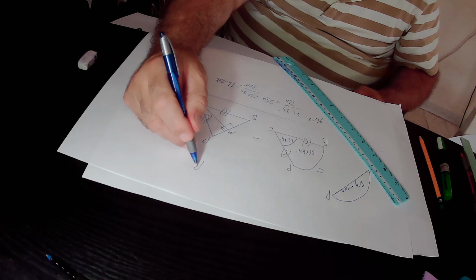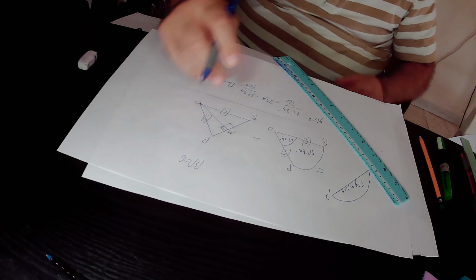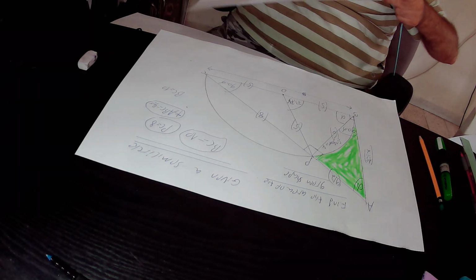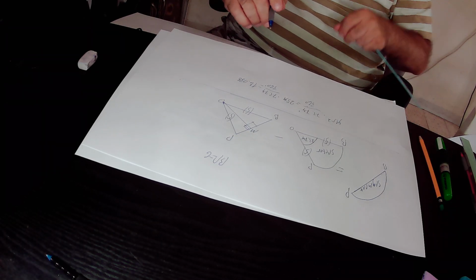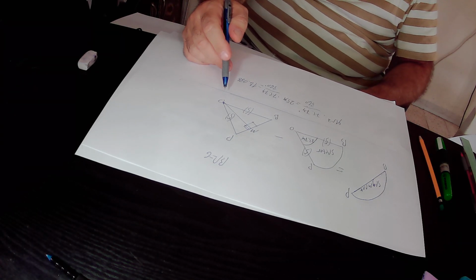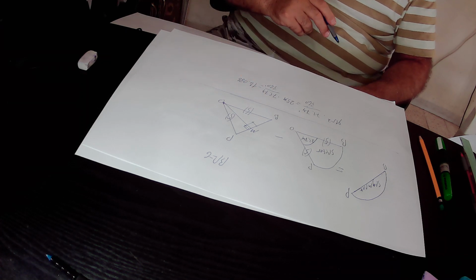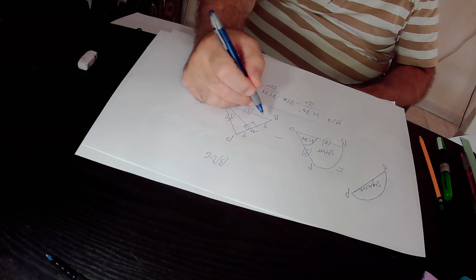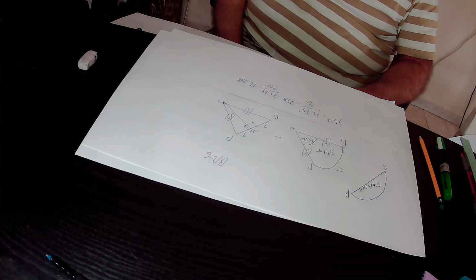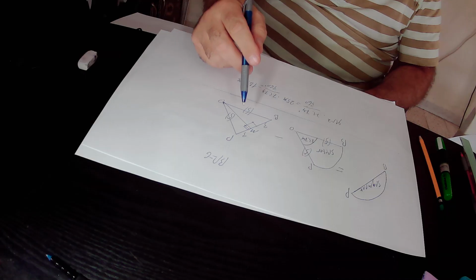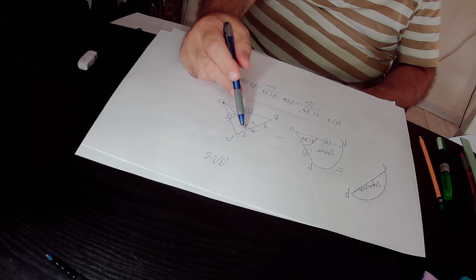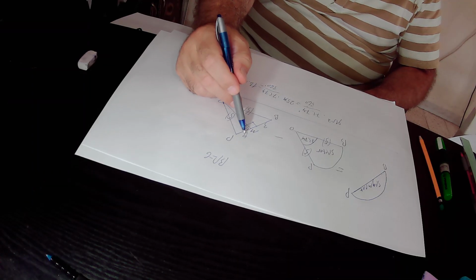BP in total is 6. BP equals 6. So BP is being bisected by the perpendicular OM into two halves. Each half must be equal to 3. So in the right triangle PMO, this side equals 3 units in its length.